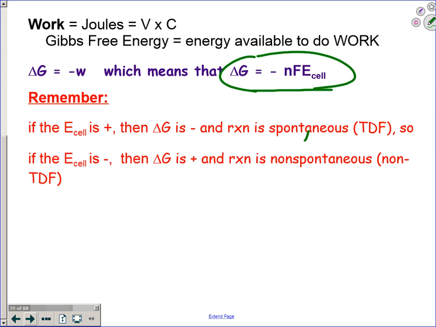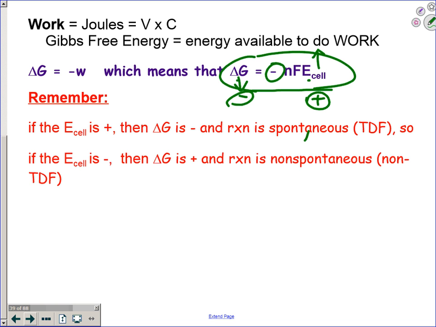Is this direct or indirect between delta G and E? Say again? Direct. No, I thought you said indirect. This negative right here makes an indirect relationship. As E cell is positive, delta G is correlated to be negative. So as E cell gets bigger, delta G gets more negative, which is more thermodynamically favorable.